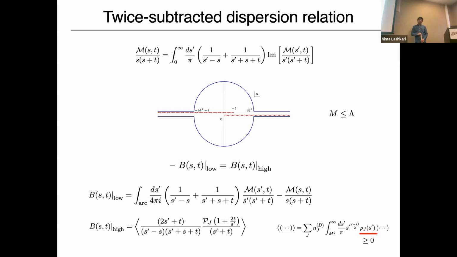Yeah. So if you only have M over s, it's once subtracted. Do you ever use that? In some large N theories, sometimes people can argue that you can use it.